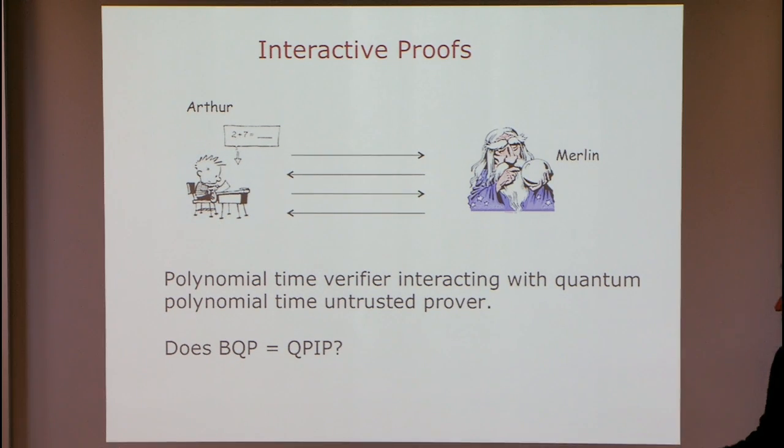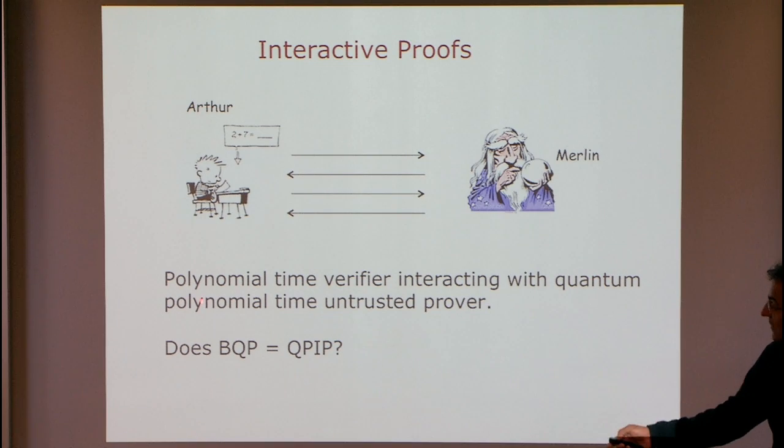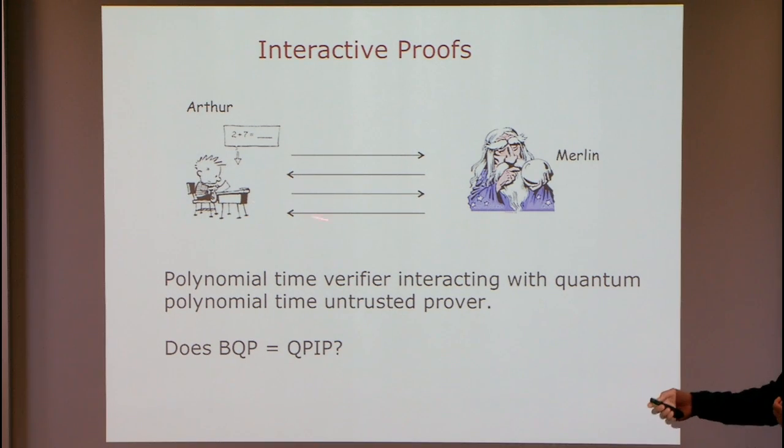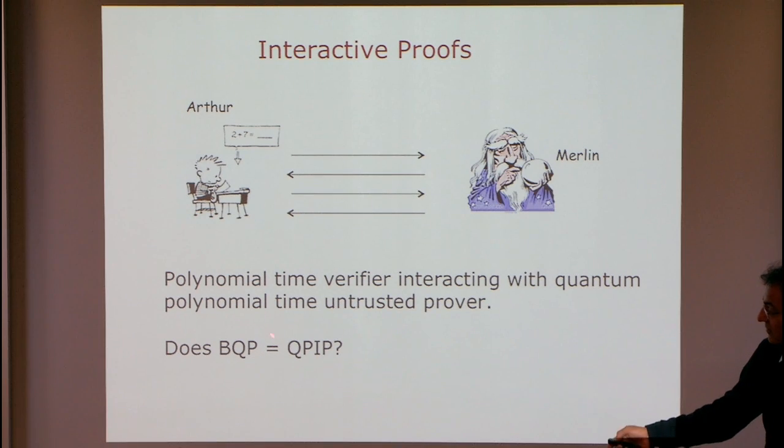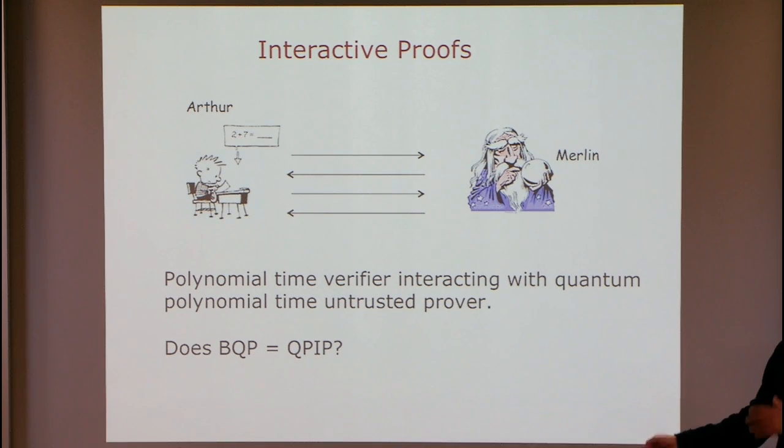But let's say that we actually went back and solved this basic question. Is it the case that a polynomial time verifier interacting with a quantum polynomial time untrusted prover can verify everything about it? That quantum polynomial time is equal to quantum interactive proofs with quantum polynomial time provers.